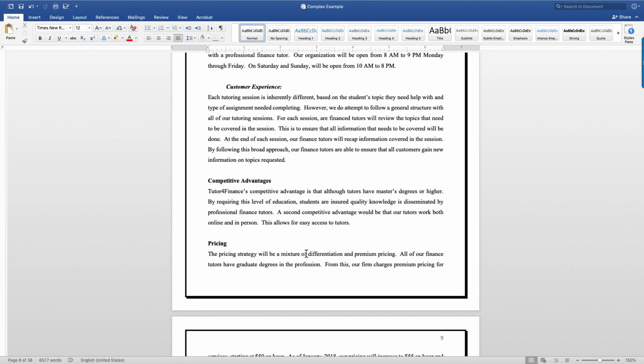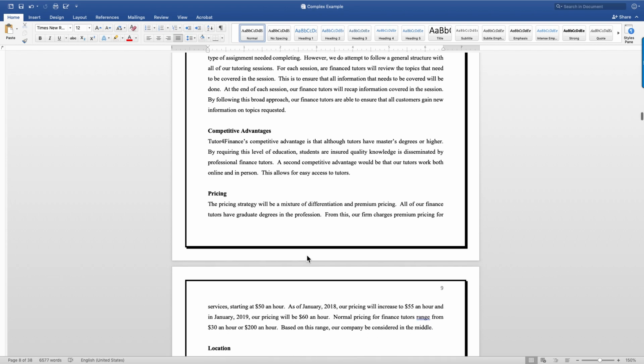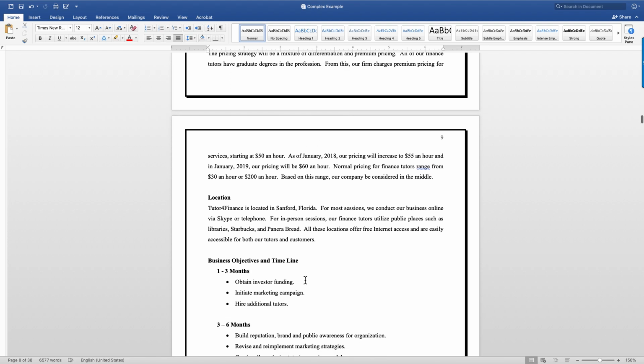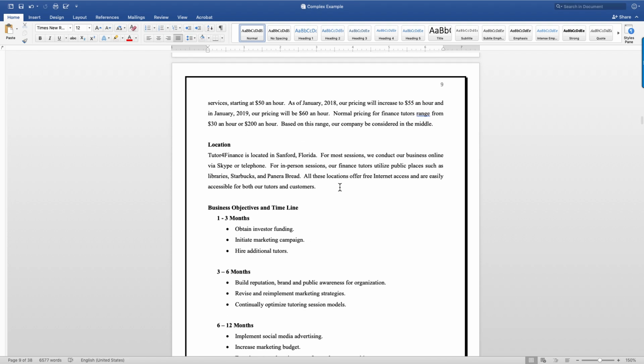Next section is competitive advantage. What are some differentiating factors? Why is your company better than all the other competitors out there? And then we're going to go into the pricing strategy. Is it premium pricing strategy, low pricing, best value, what have you? After that is going to be the location. Why did you choose this location for your business?